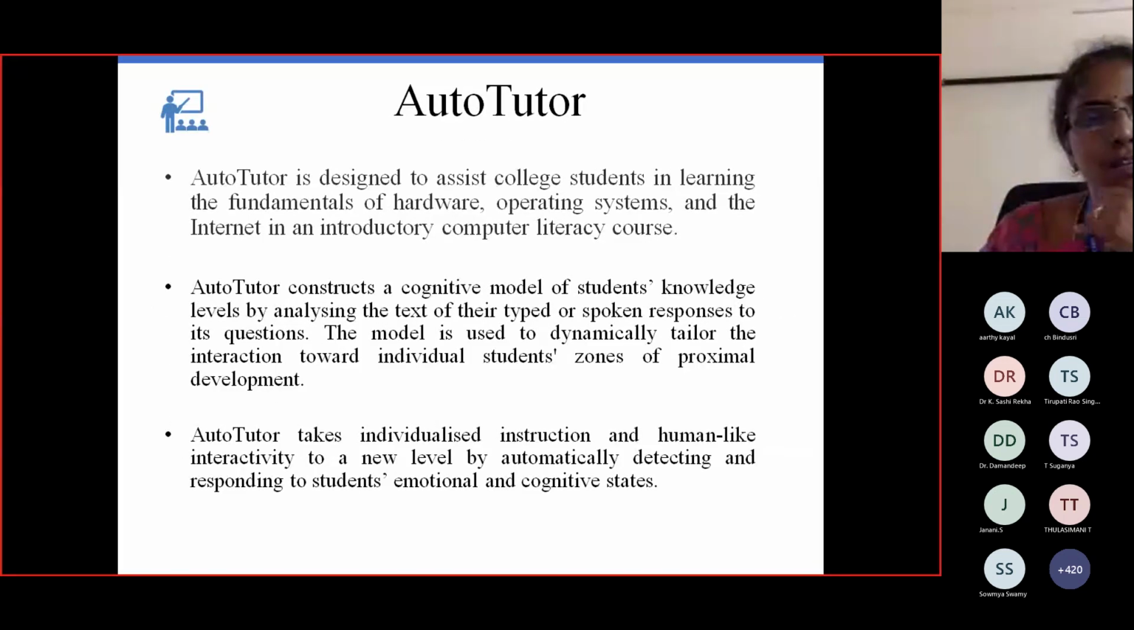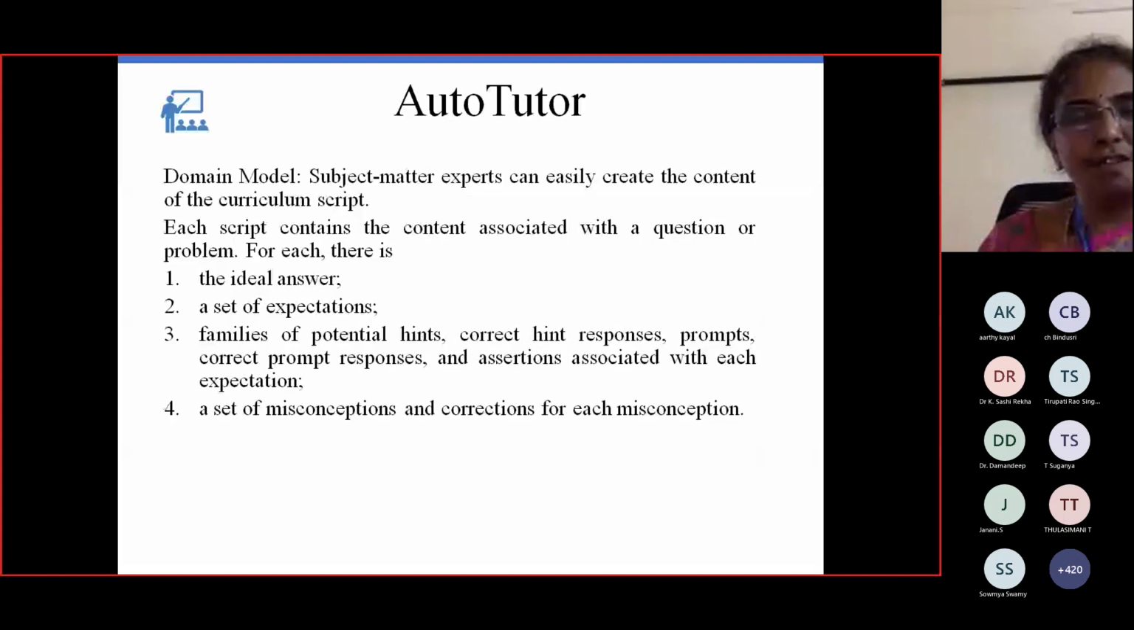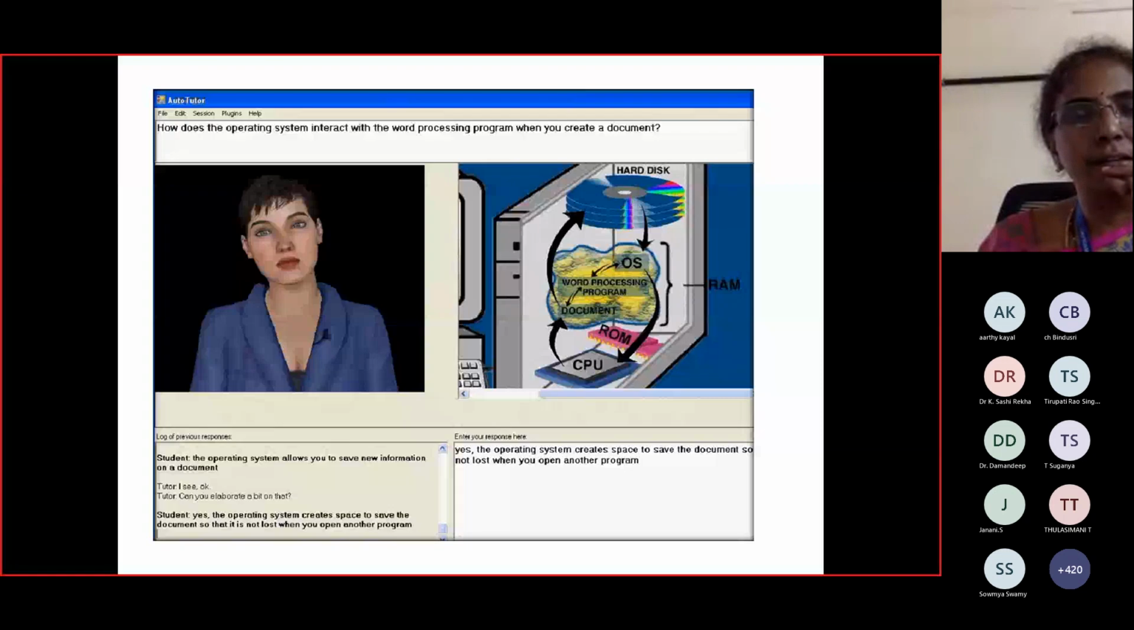Next slide. Another tutoring system is AutoTutor. This AutoTutor is designed for college students in order to teach the basic concepts of computers, such as hardware and operating systems. Sir, please go to the next slide. A picture of the interface is shown. So this is how it is going to look. A picture of a tutor can be seen here. The concept is shown in an image form, and a question has been asked: how does the operating system interact with the word processing program when you create a question? This is the question that has been asked to the student.